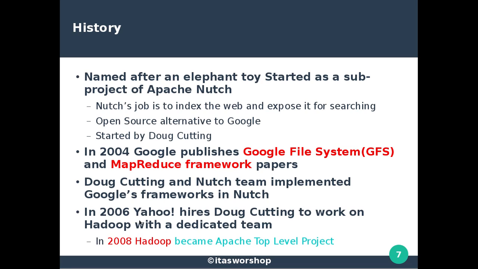In 2006, Yahoo hired Doug Cutting to work on Hadoop with a dedicated team. So you can say that in 2004 they came up with this idea, and by 2008 it went into production. By 2008 Hadoop became an Apache top level project, and people started using it.